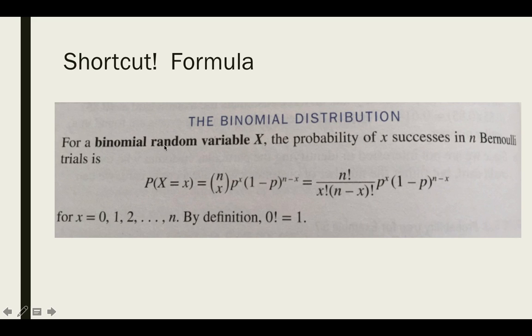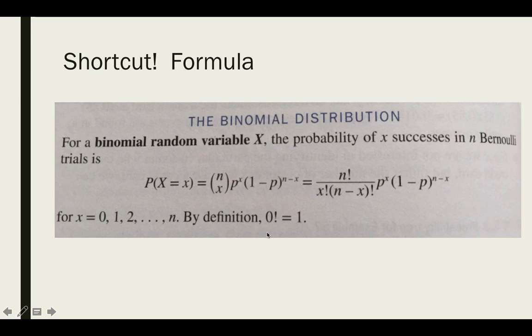So for a binomial random variable x, the binomial distribution, the probability of x successes in n Bernoulli trials, again, it's just showing that you can either be a success or a failure, is equal to this very ugly formula. But all this is the combination of n events, choosing x of them, and then we just take the probability, we raise it to the number of successes, and then 1 minus the probability, the number of failures, raised to the number of failures.